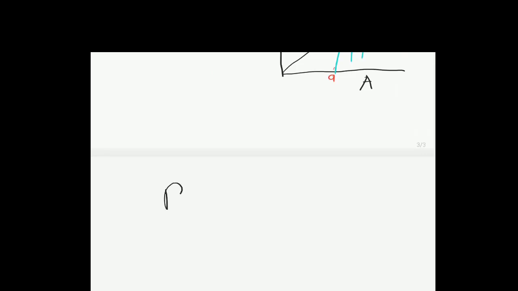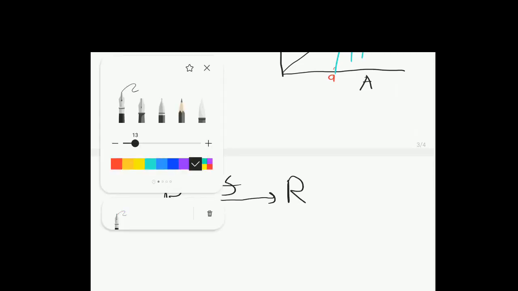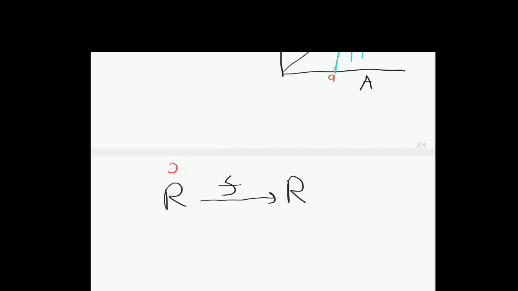So in particular, what we're thinking about is this kind of function which I'll call f, which is a function from R to R. And as I've said, it takes in an x and it returns x squared.